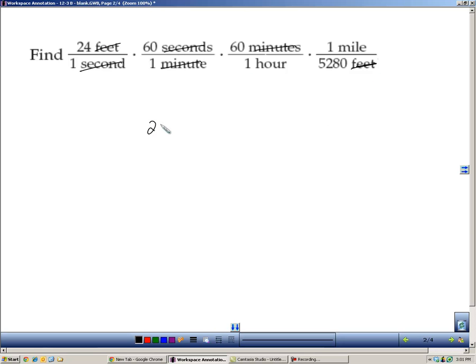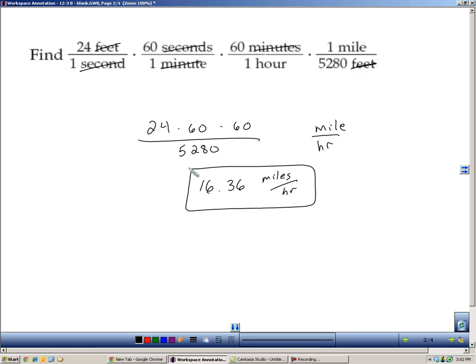And what I end up with is 24 times 60 times 60. We don't have to multiply by 1. But then we have miles on the top, and here we have 1 times 1 times 1 times 5,280 with hours on the bottom. So if I take these numbers and plug them into a calculator and actually get a decimal answer, I'm going to get 16.36, and in this case it's going to be miles per hour. So this is how you can take a set of numbers and convert them into another set of units by using this cross-canceling idea with the units.